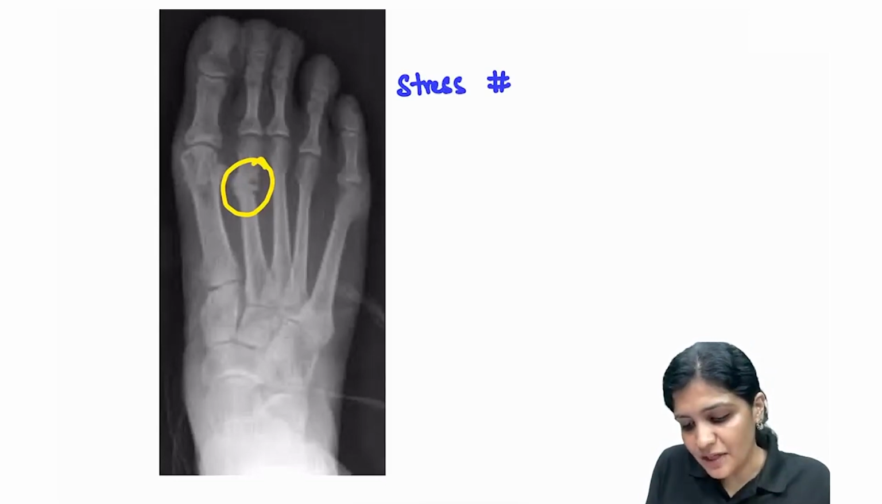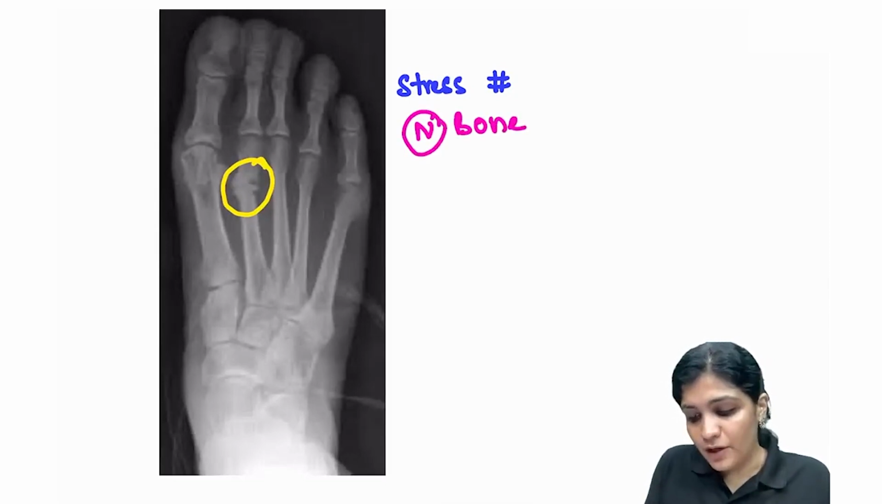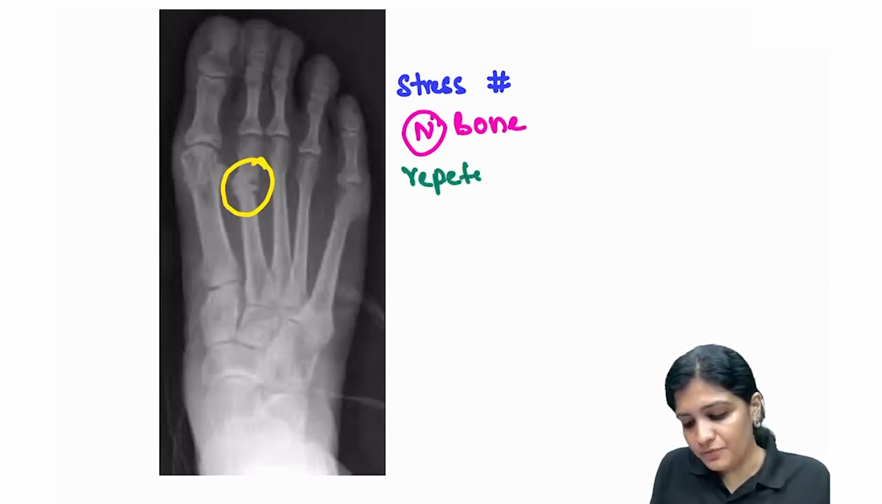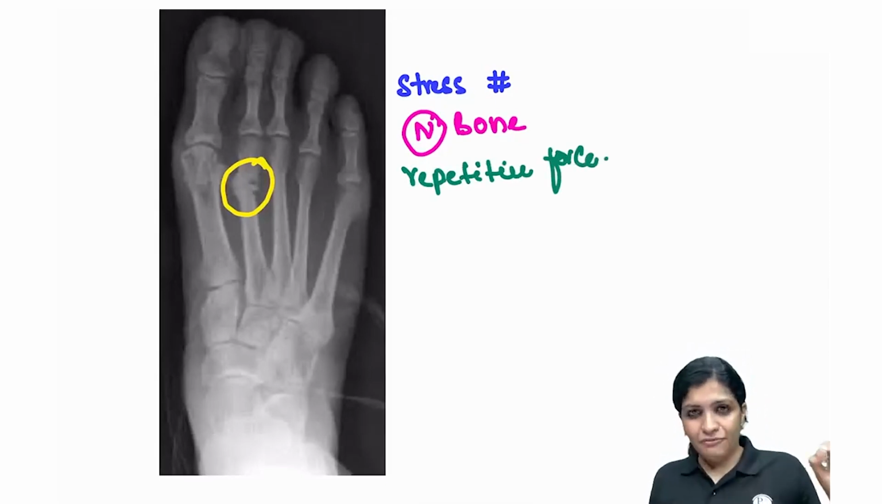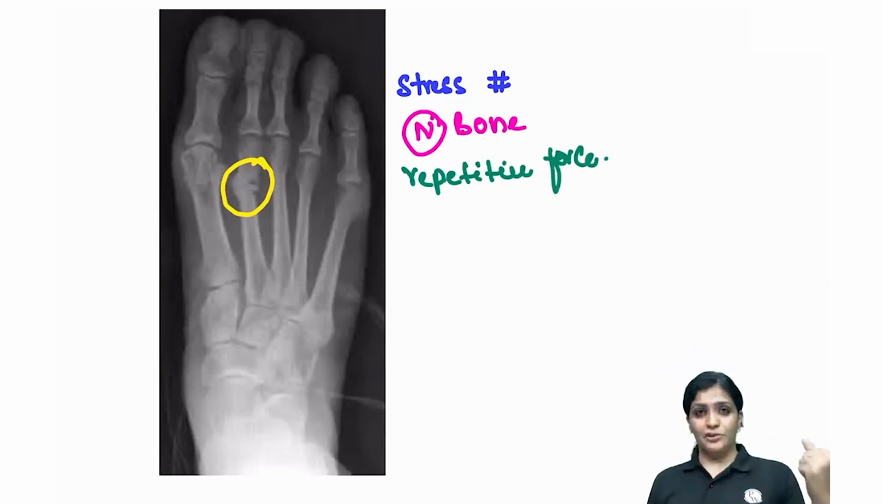Why is there a stress fracture? What are the points you have to remember? The first one is there is a normal bone. The second point is the repetitive force acting on that particular part will result in fracture. Okay, what are the other examples of the stress fracture?